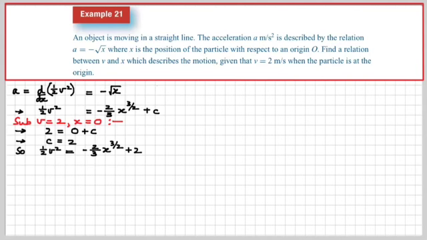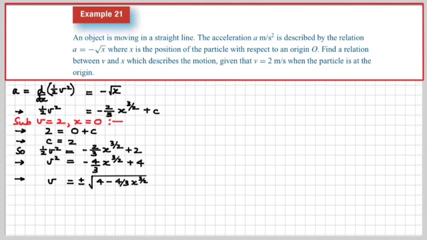Okay, so now half v squared is equal to all that. That's very nice. Now we've got to solve it for v, don't we? We've got to come up with a relation between v and x, which describes the motion, right? And let's do that. Okay, I've multiplied both sides by 2. Now I've got to take the square root now.